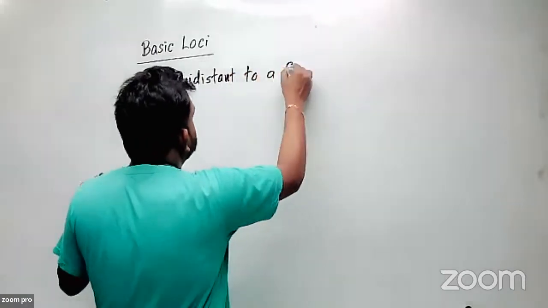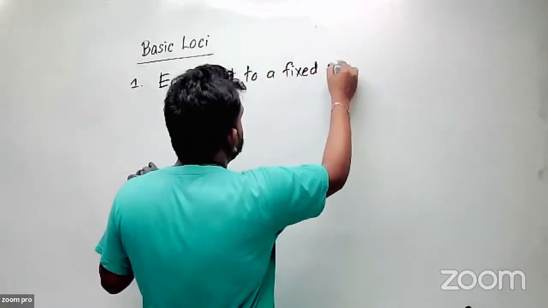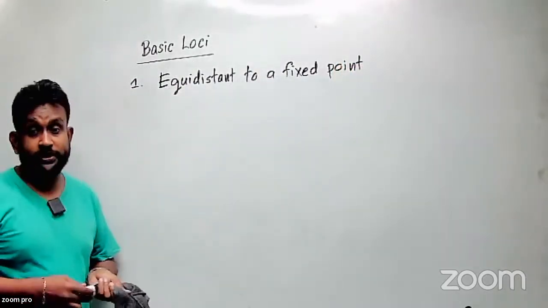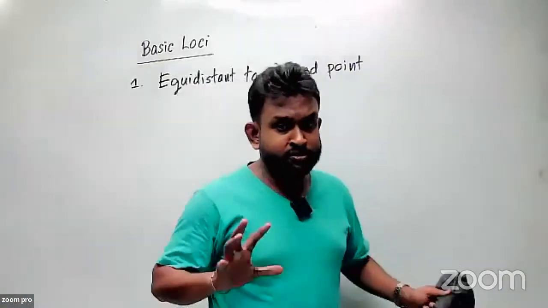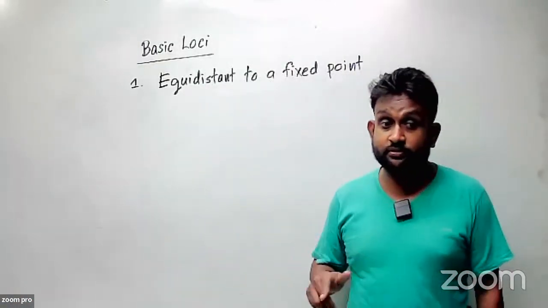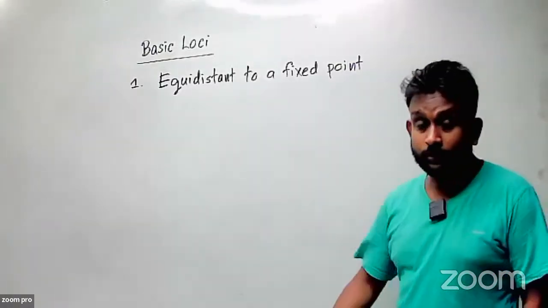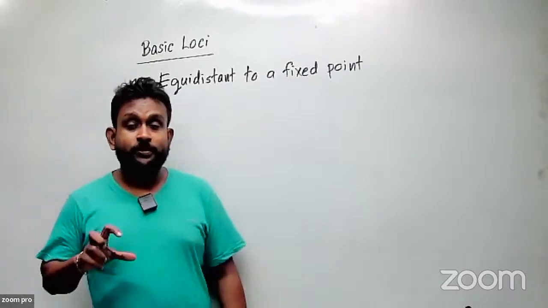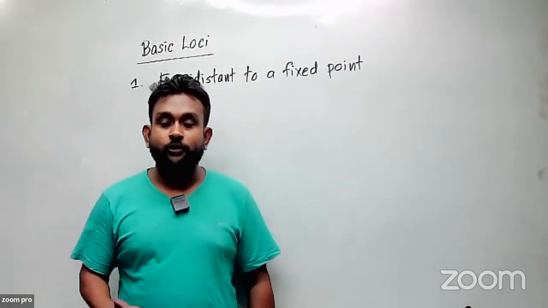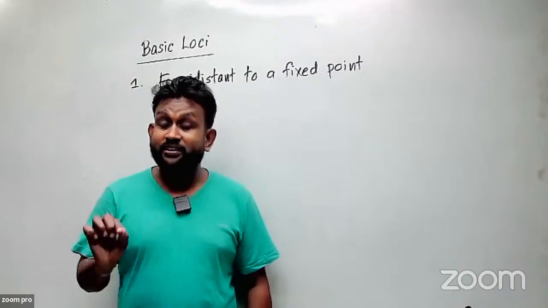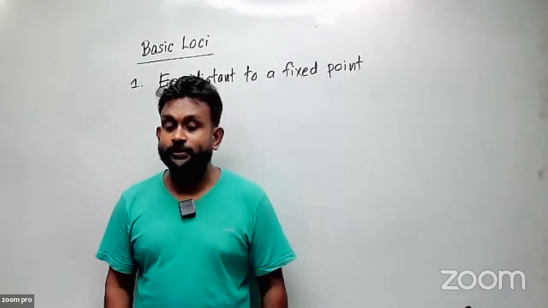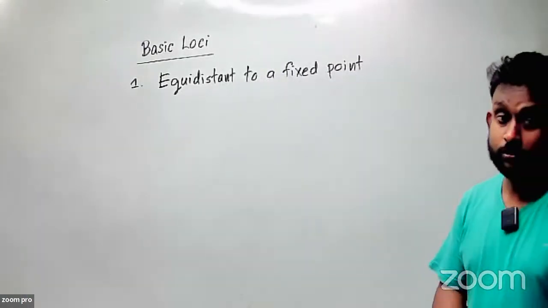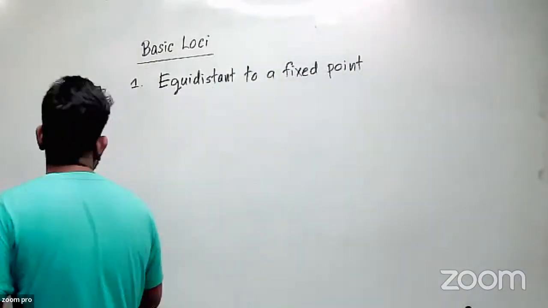to a fixed point. Shortly, I have given it: equidistant to a fixed point. So we will take what is the motion of the locus, the points which run equidistant to a fixed point. Right. So now I will mark here.